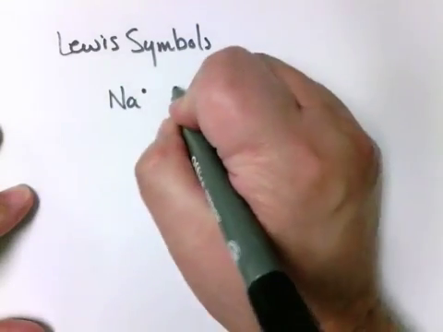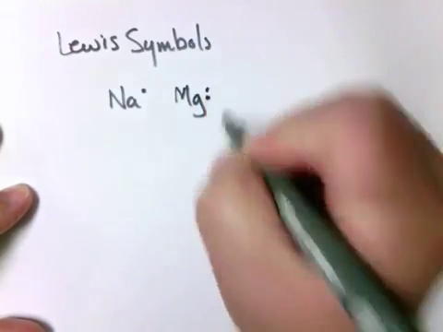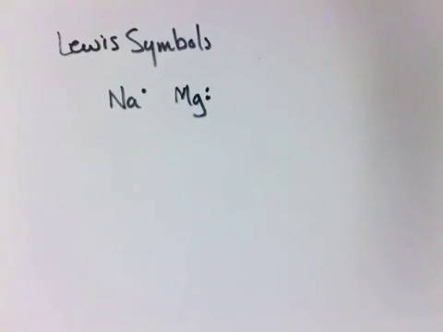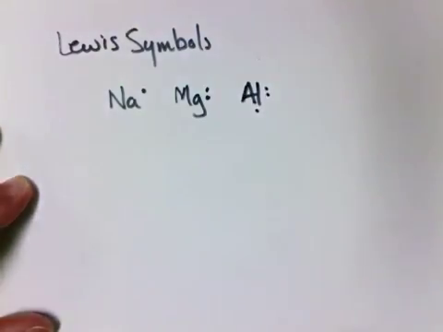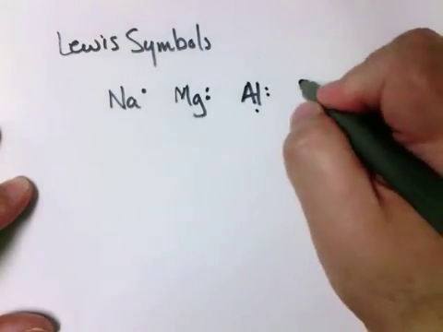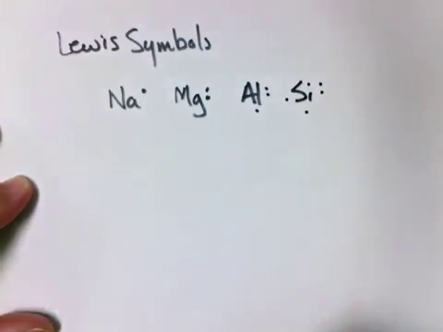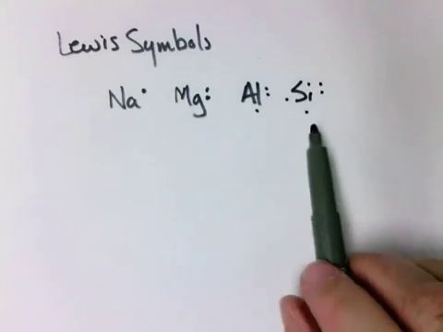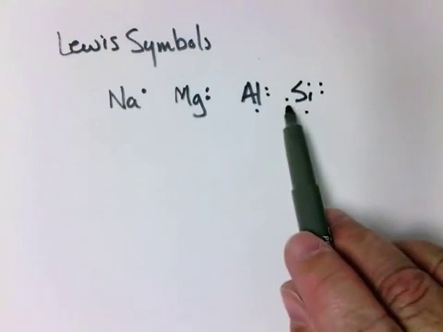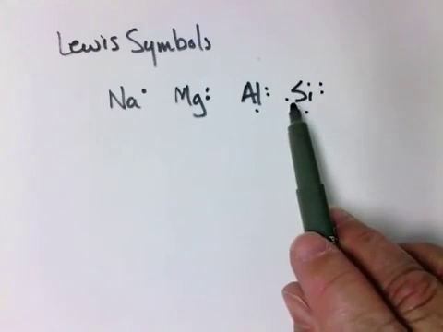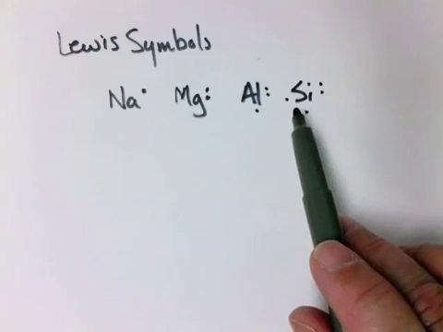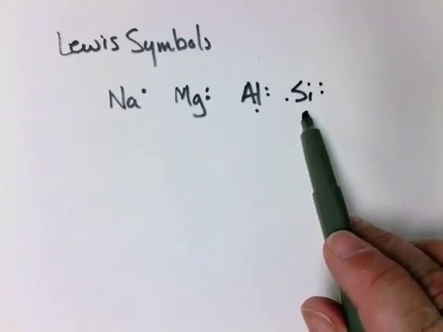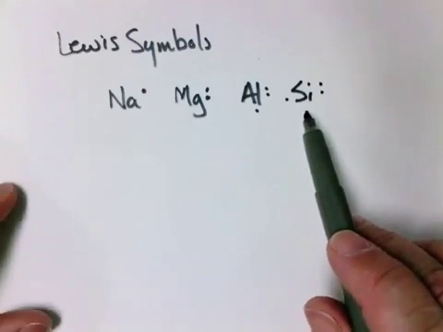Magnesium would have two dots, representing the two electrons in its outermost s subshell. Aluminum, 3 dots. Silicon, 4 dots. Now you'll notice that we've placed these dots on separate sides of the symbol because each of these 3 sides represents the p orbitals that the electrons go into. And so, following Hund's rule, we want to put 1 electron in each of them.